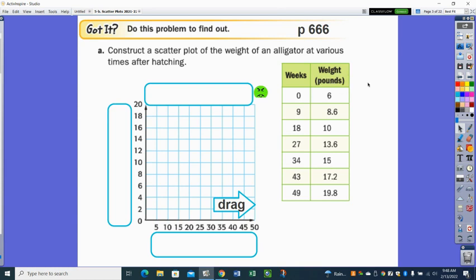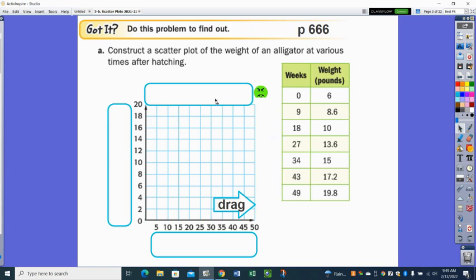So first of all, you would have to decide who's x and y. We've done that a lot. The weight is going to depend on the weeks. And then we're going to plot and put our title. So I'm going to ask you to stop and go ahead and graph this one, and we'll come back and talk about it on page 666. If you don't have your book, you just need a piece of graph paper.